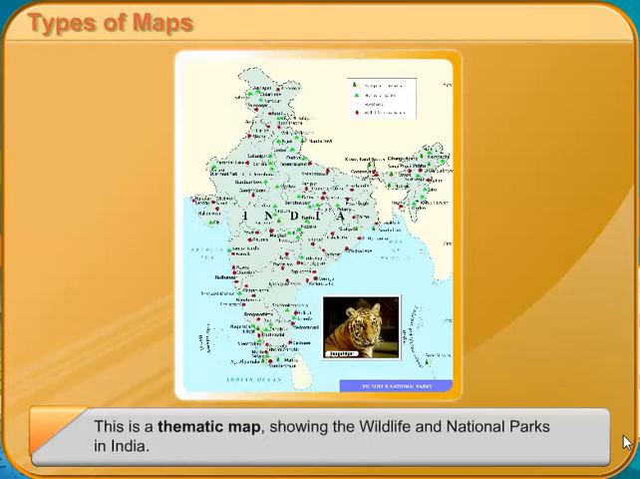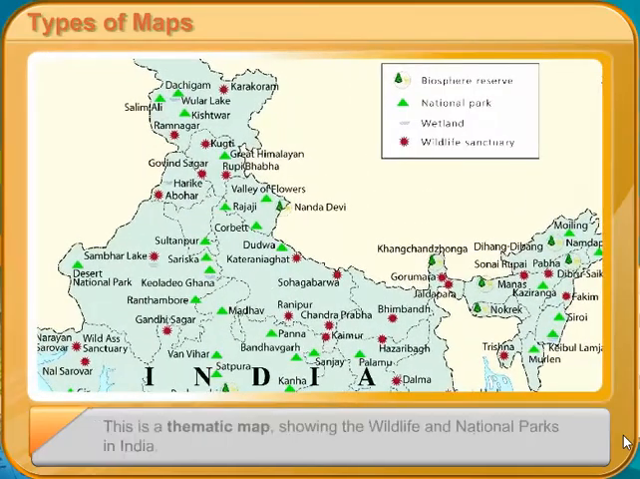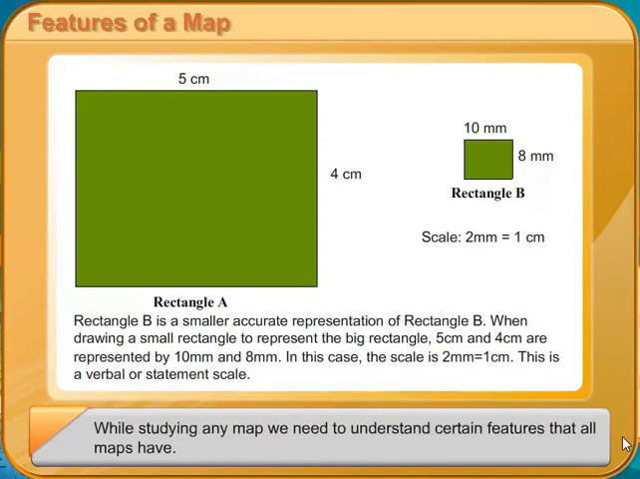Features of a map. While studying any map, we need to understand certain features that all maps have. Scale. The ratio between the distance on a map and the actual distance on the Earth's surface. Scales can be verbal or statement scale. Here, words are used to state the scale.